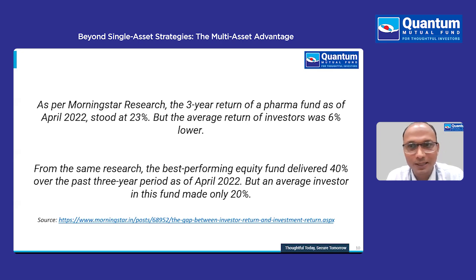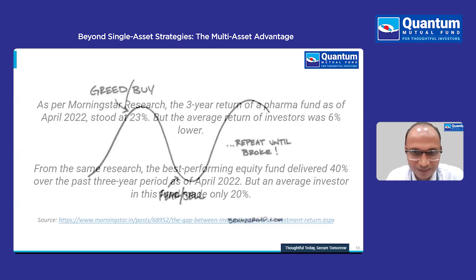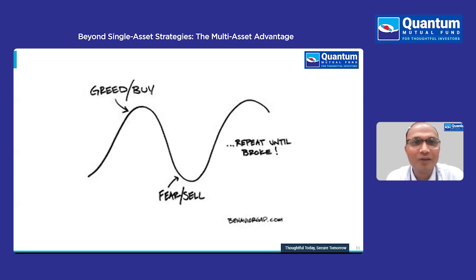So one of the best performing equity funds at that time had delivered a 3-year return CAGR of 40%. That was a phenomenal number, and many investors got attracted. But at the same time, the average investor return in that fund was only 20%. So half of what the fund has delivered. Now we rely too much on past performance data, and we always wish that if we were invested in this fund, we could have gained so much. But somewhere our psychology plays a role, and the cycle of greed and fear comes into play, and that's what we are seeing even now.